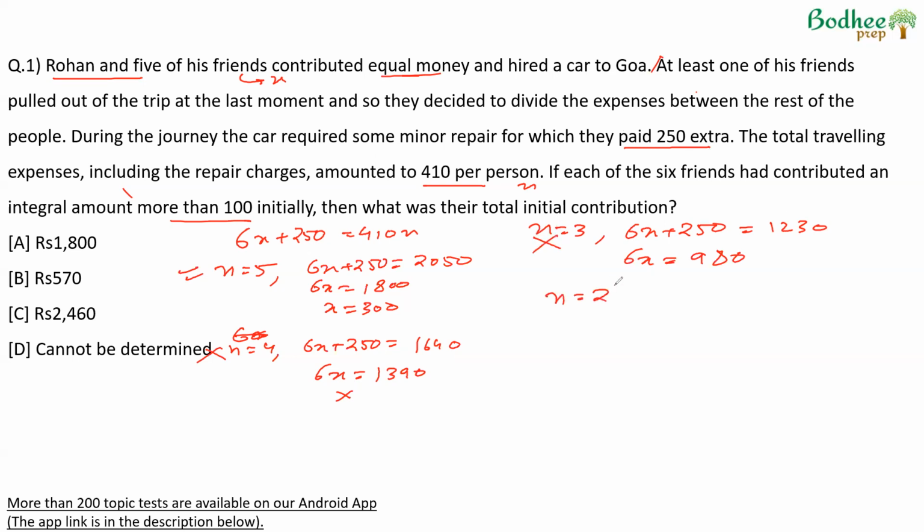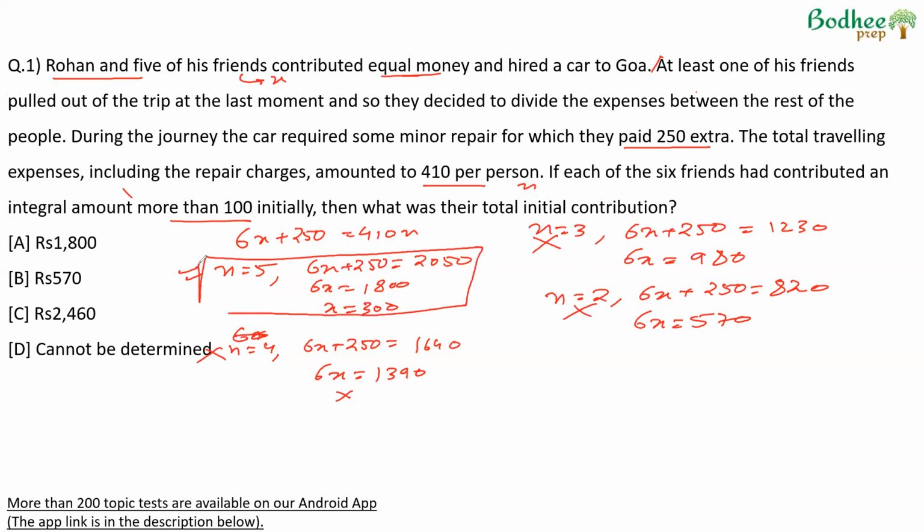If we put n is equal to 2, that 4 people did not go and only 2 people were going, 6x plus 250 comes out to 820, 410 into 2. So 6x will be 820 minus 250, which is 570. Now, at this point, x goes below 100. So obviously, this case is also not possible. Hence, the only possibility is when 5 people went and each person was supposed to pay 300 rupees, which is more than 100. In this case, the total initial contribution would have been 6 into 300, which is 1800.